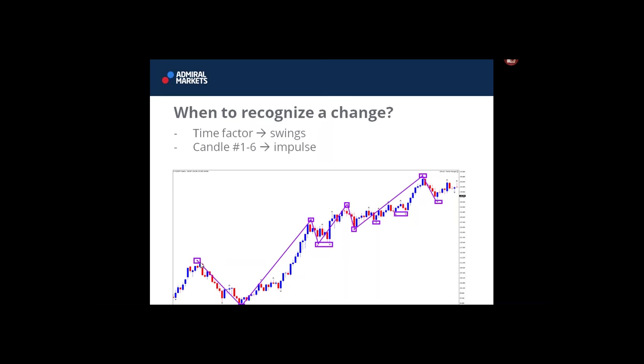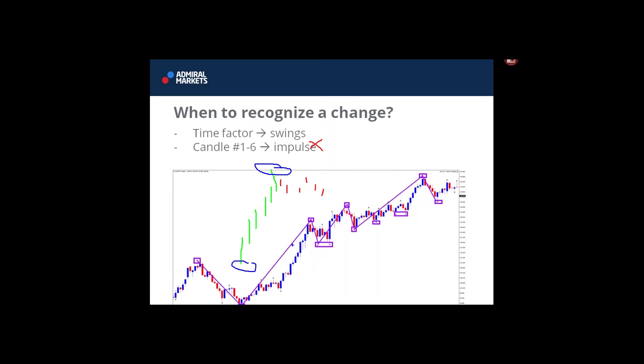Time factor is when, and this is how I use it at least, candle number 5 to 6 keeps pushing for a new high. That means that every candle that pushes for a high is great. That's still impulse. But if 6 candles do not break the most recent high, then that impulse is over. And that means that this has become a swing high, swing low.